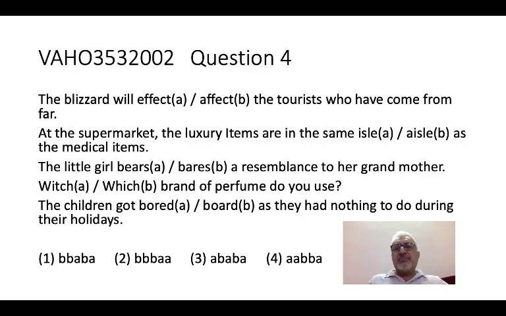Alright, please also remember, sometimes we use effect with E as a verb also. His spectacular batting effected a convincing win. So, cause something to happen can be used with effect. That's the meaning that we get with effect with E. But it's a very rare case where we use effect as a verb. Most of the time, effect with E is a noun. Anyway, so we begin with B. That means we can eliminate two options, third and fourth.